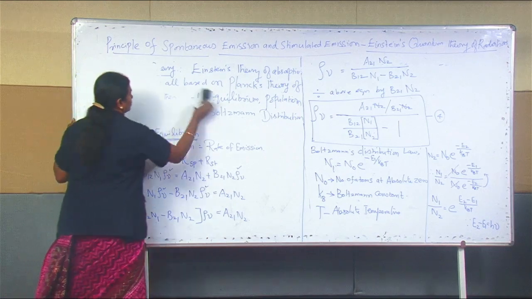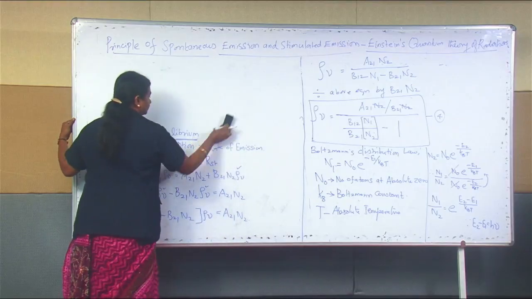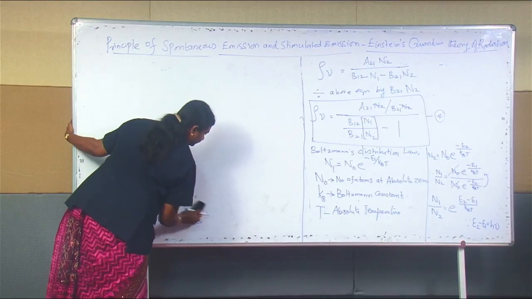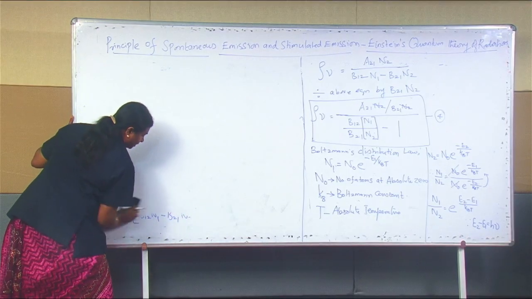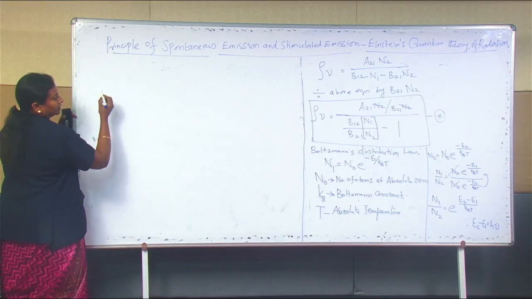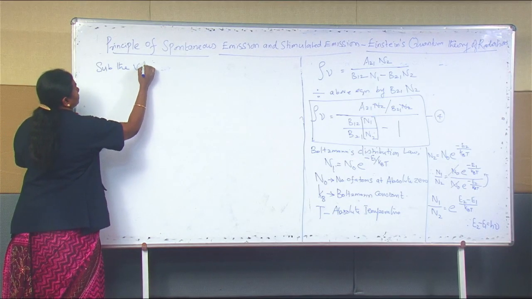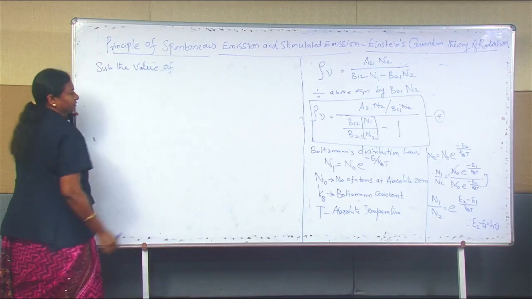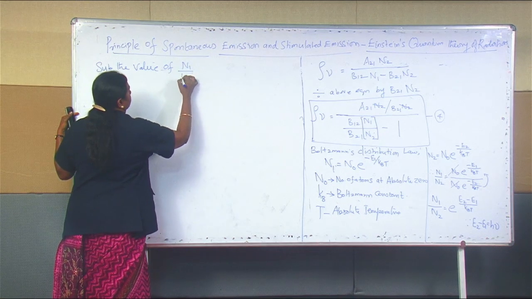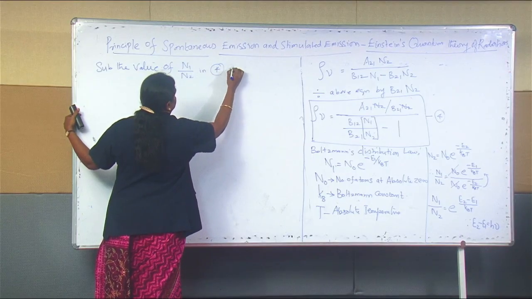the value of N1 by N2 can be substituted as e to the power of h nu by kBT. Now, I can substitute the value of N1 by N2 in the fourth equation.